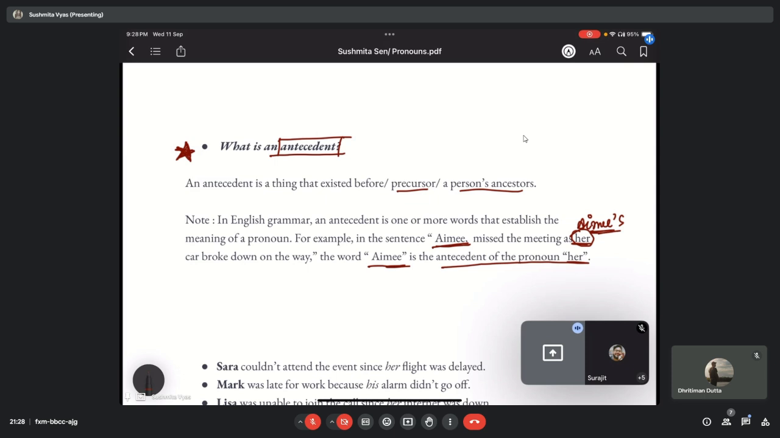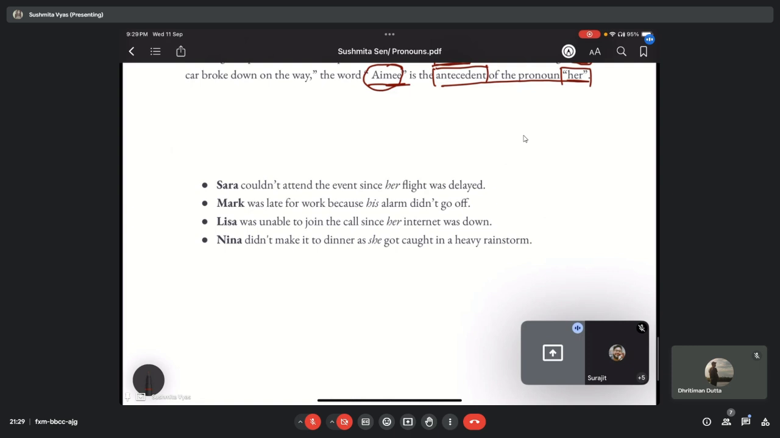मतलब her के पहले her तभी आएगा जब उसके पहले कोई होगा. So that कोई is Amy. So that person is Amy. So Amy becomes the antecedent. Okay. So if I just wrote her car broke down, her is some person that we are referring to. Before writing her car broke down, I can say Amy missed the meeting because her car broke down. I will not write Amy missed the meeting because Amy's car broke down. So Amy is the antecedent of the pronoun her. Her के पहले क्या आया? Amy. Alright.